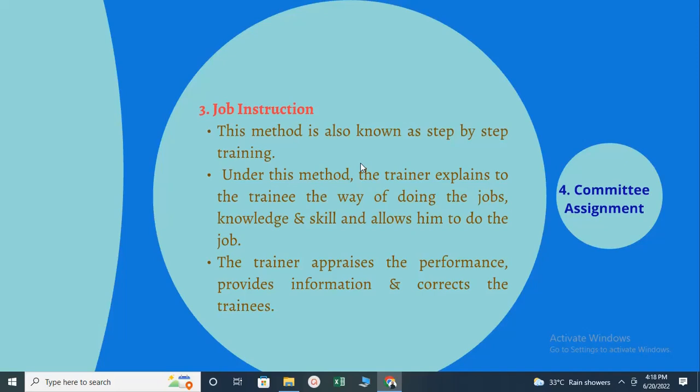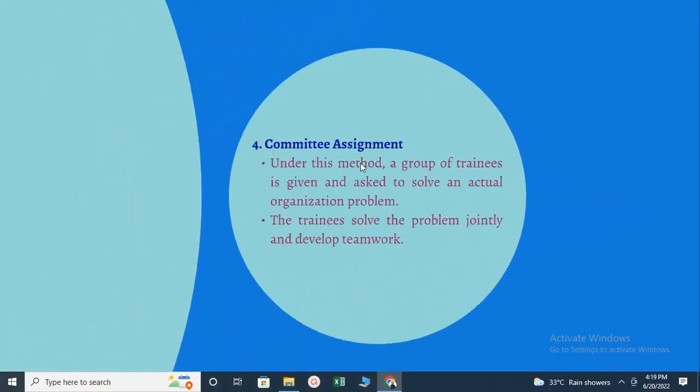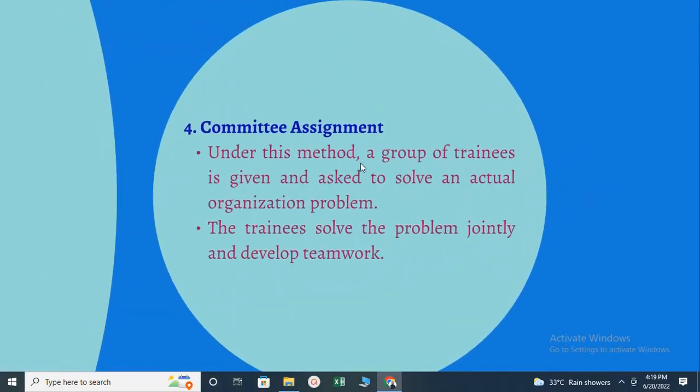The trainer appraises the performance, provides information and corrects the trainees. When a trainer trains the trainee and appraises him, where he is strong, where he is committing some mistakes, how he can correct himself and how he can improve his performance, everything will be done through the job instruction training method. And the fourth one is committee assignment.